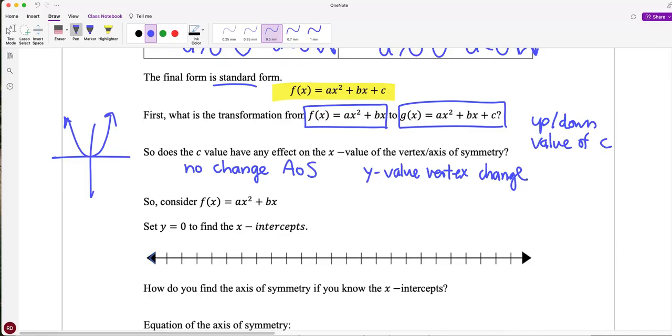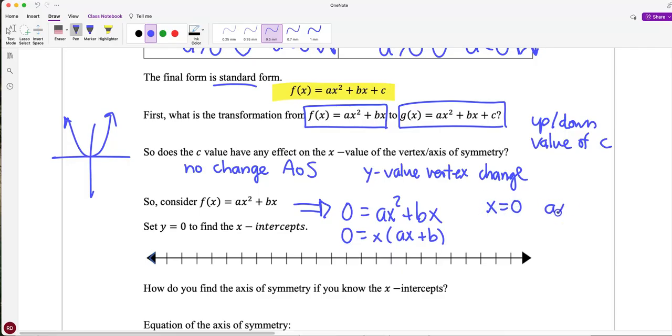So look at ax squared plus bx. Set y equal to 0 to find the x-intercept. If I set y equal to 0 here, I would get 0 equals ax squared plus bx. Factor out an x: 0 equals x times ax plus b. So when would this be equal to 0? x is equal to 0, or if ax plus b is equal to 0, then x equals negative b over 2a.